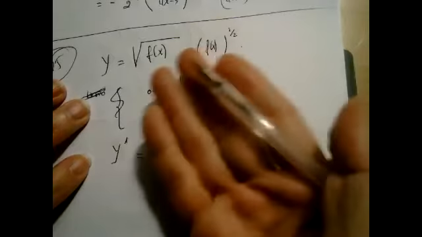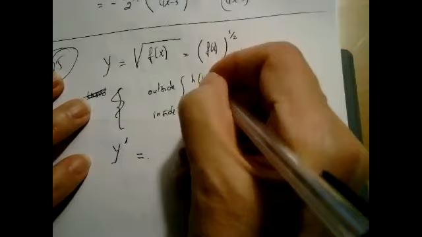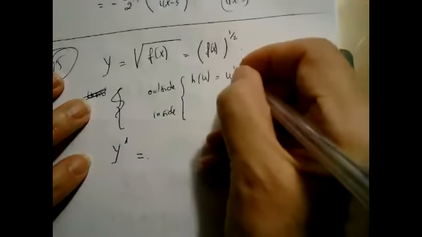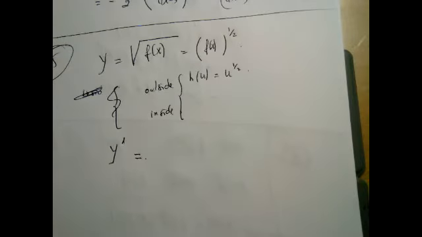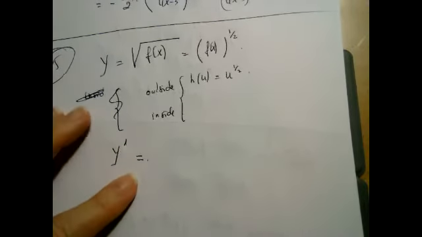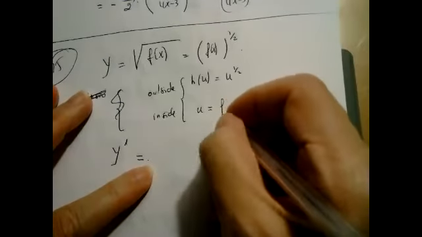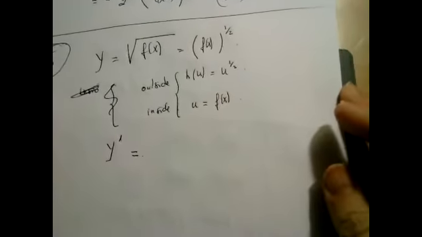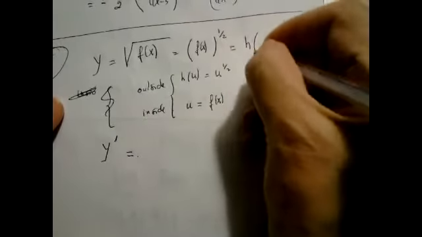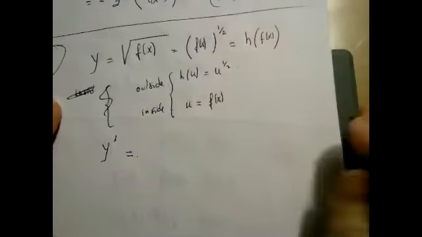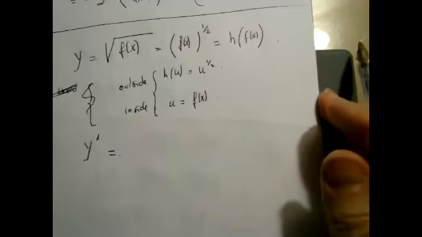But this time I cannot write it f of u because I have f in here. I can call it h of u if you want. That's u to the half. That's the outside function. What's my inside function in this case? Absolutely, f of x is my inside. With this setup, my y is h of f of x. So you take f of x, and then you take its square root.